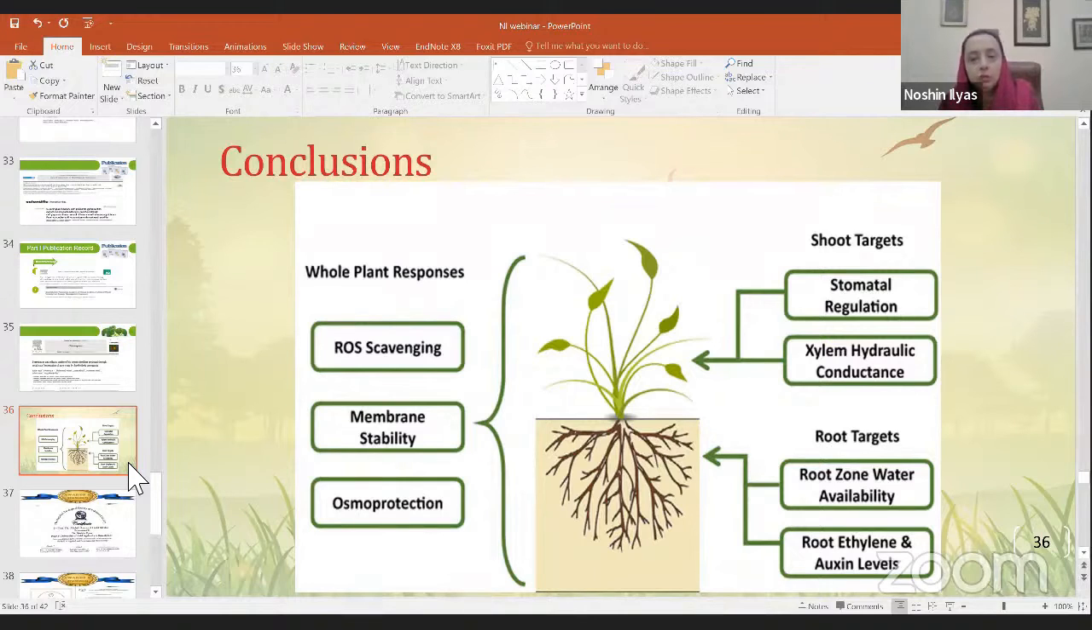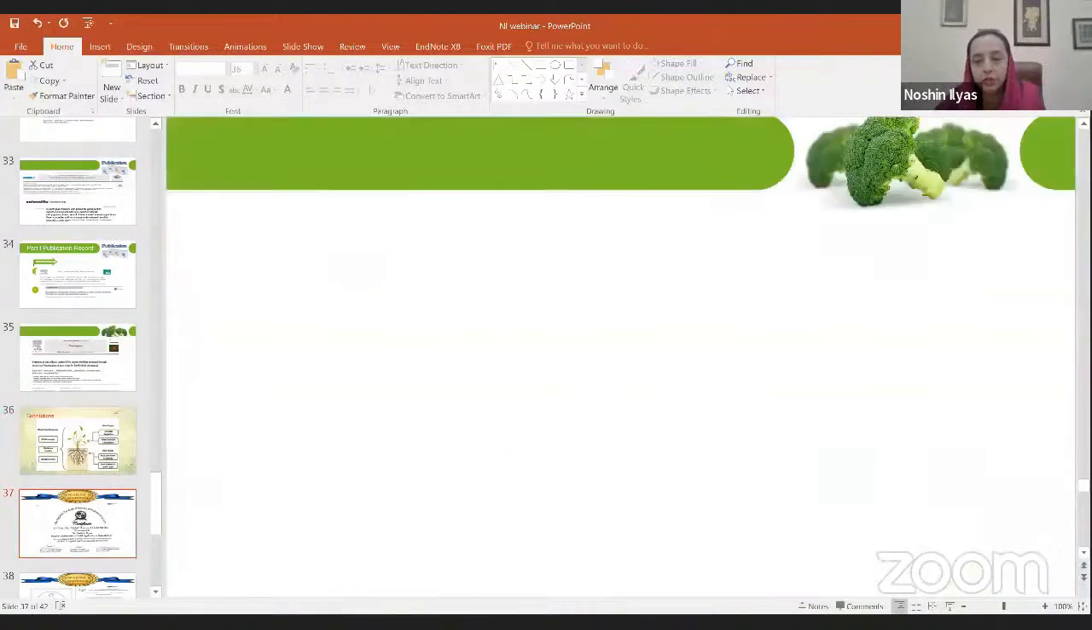Along with it, there are some things which are happening above the ground. These are the shoot targets. Most important are the stomatal regulation and the hydraulic conductance. And in the root, we have to control the ethylene production and oxygen level, and abscisic acid plays a very important role, the hormonal balance. Along with it, we also have to maintain the root zone water availability. If we are able to control or target all these things, these help the plant in alleviation of the abiotic stresses, particularly drought and salinity.